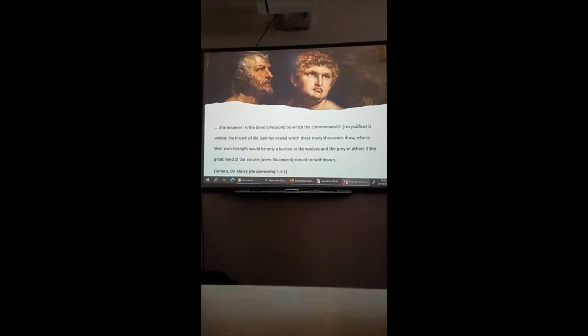Yes. Just to track this even further to the end of the Julio-Claudian period, which is begun by Augustus and ends with Nero. This is an extract from Seneca's work on mercy, De Clementia, which he was writing to a young Nero when Nero became princeps, when he became emperor. And he writes, "The emperor is the bond, the vinculum, by which the commonwealth, the res publica, is united, the breath of life, which these many thousands draw, who in their own strength would be only a burden to themselves and prey of others. If the great mind of empire should be withdrawn," and here he's equating that great mind with the princeps. So if we lose the princeps, we lose the bond that binds the state together, and we lose the impetus of our empire. Next slide.